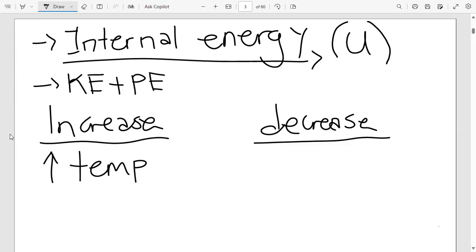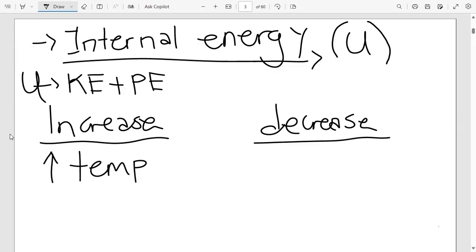And if you look at this, the change in internal energy is directly proportional to the kinetic energy. So any increase in the kinetic energy is going to cause what? It is going to cause an increase in the internal energy of a system.